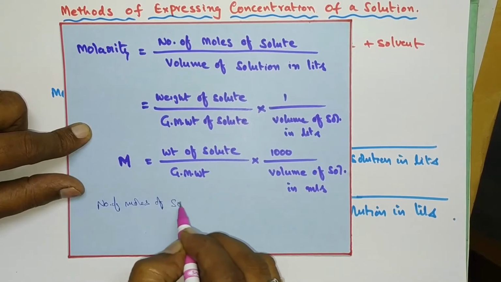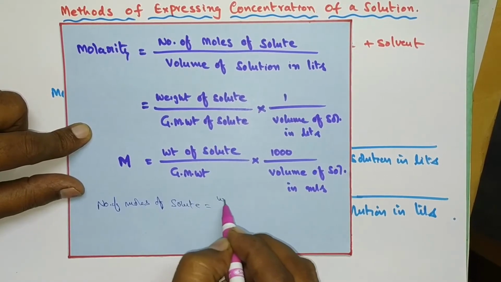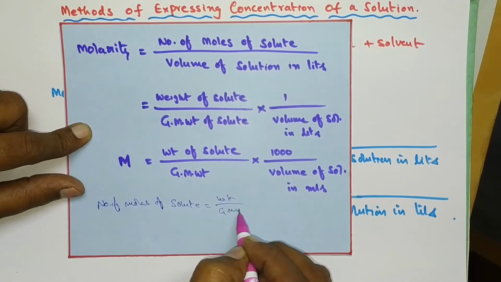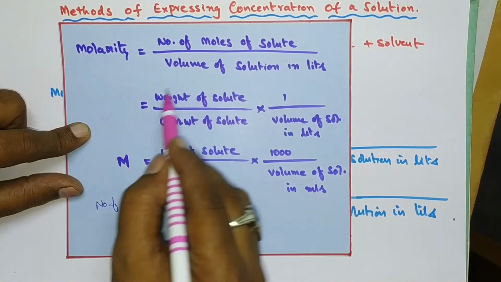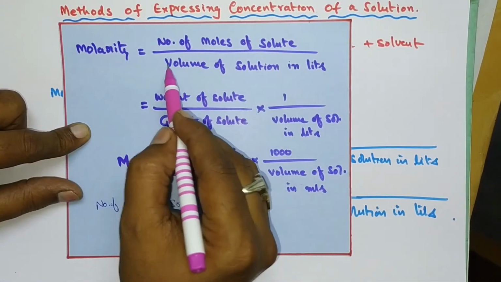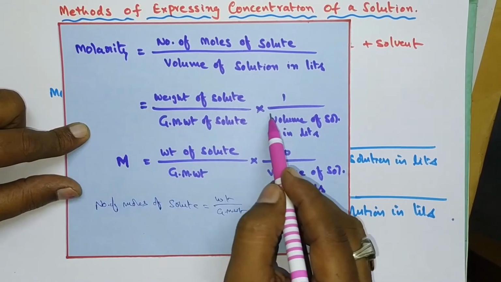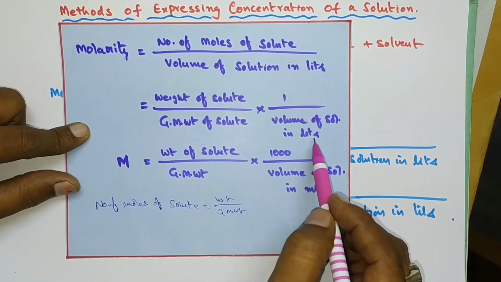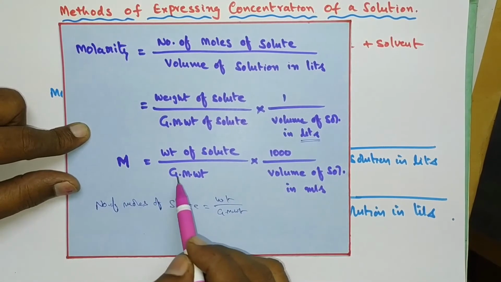Number of moles of solute is equal to weight by gram molecular weight. Here we substitute this value, weight by gram molecular weight, into 1 by volume of solution in liters. Here we have considered it in terms of liters.